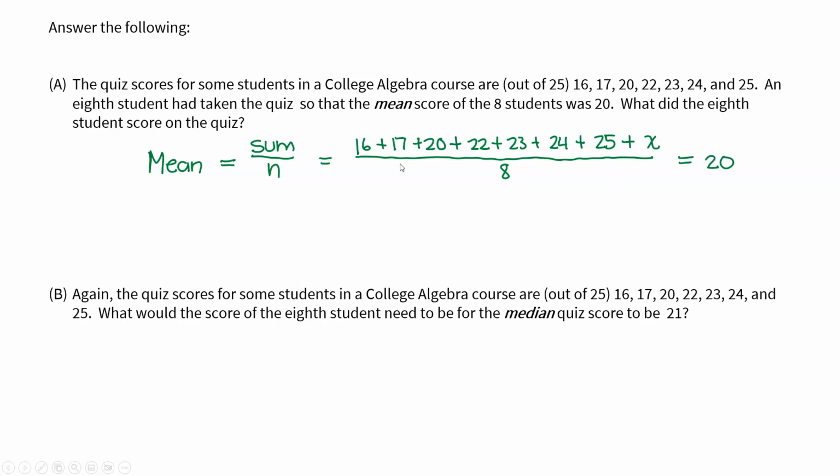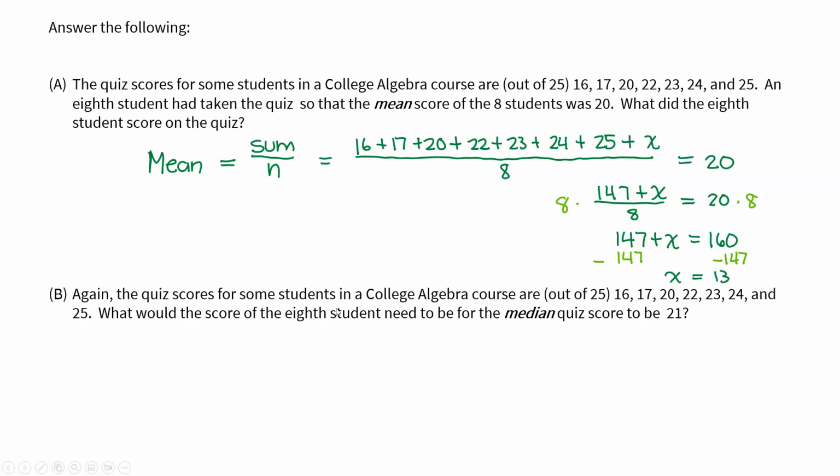So you basically have a pretty straightforward equation here. If you sum these up and simplify it a bit, and then start solving, you would multiply both sides by 8, subtract 147, and you would get that x is 13. So the last student scored a 13, which pulled the average down to 20. It's probably a higher average at this point.